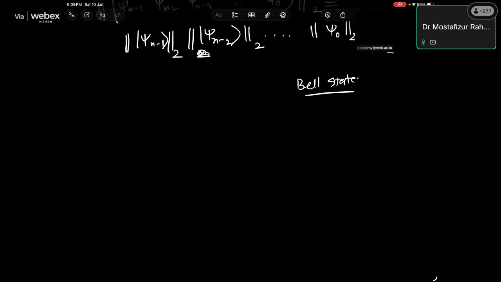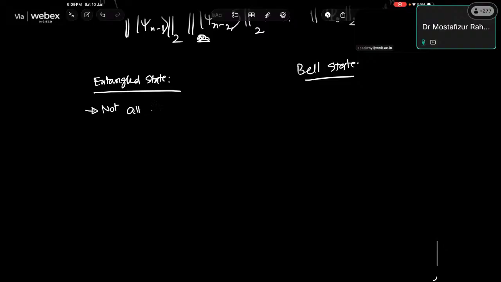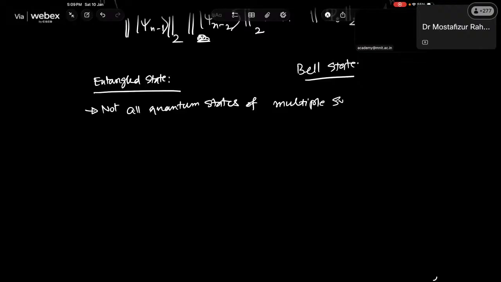So now let's start the entangled state. Not all quantum states of multiple systems or subsystems are product states. So we can have some states like this.